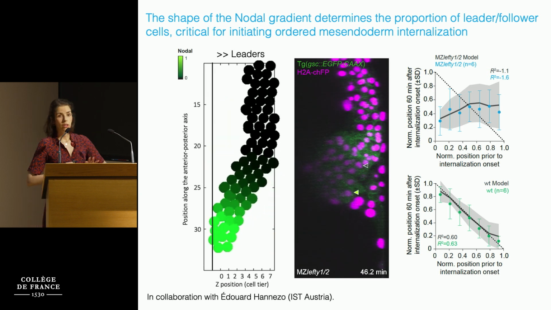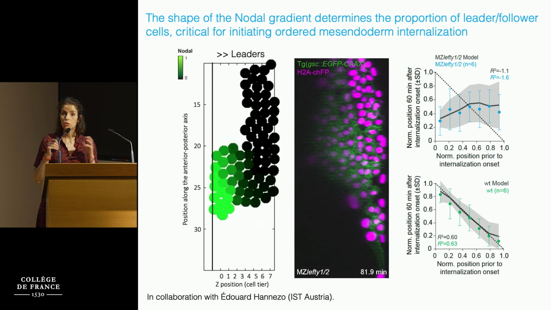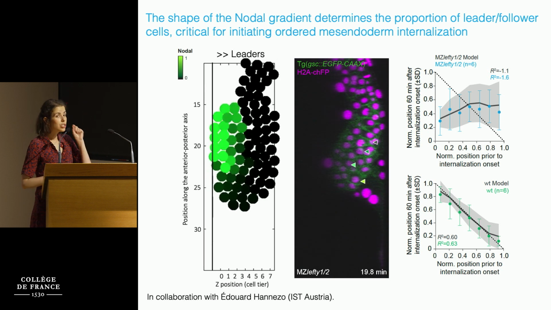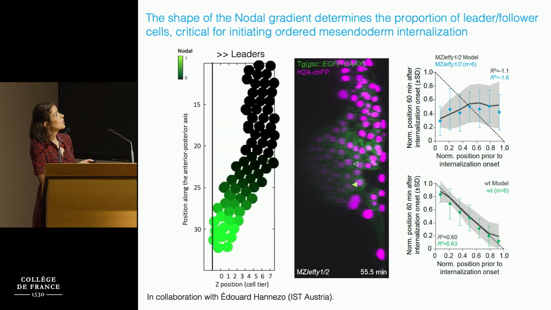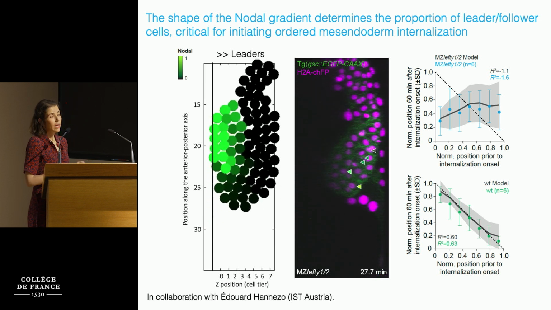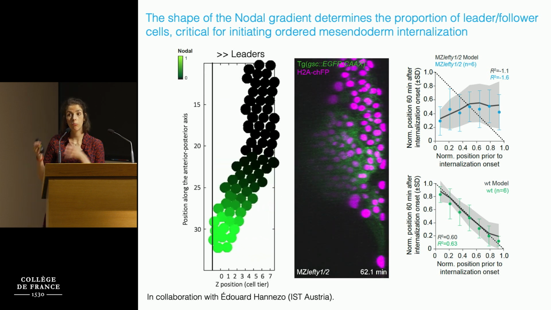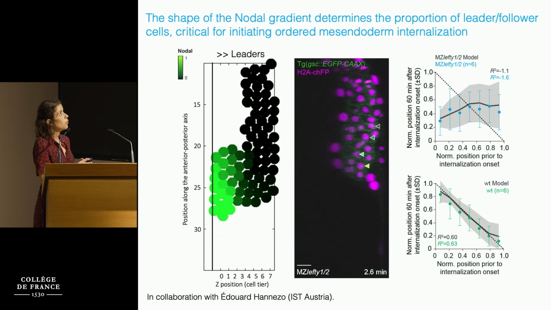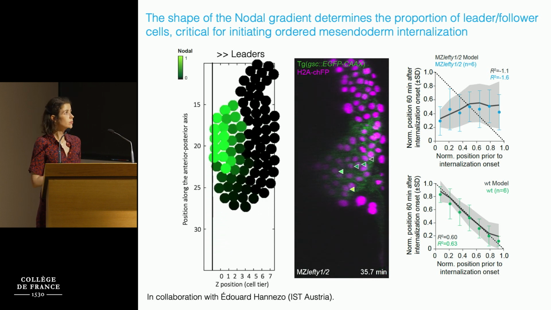So it's not only that the gradient is important to trigger an unjamming transition, but the shape of the gradient is important because it sets the proportion between the leader cells and the followers. And you need to have few leaders for many followers to make things very ordered at the tissue scale.